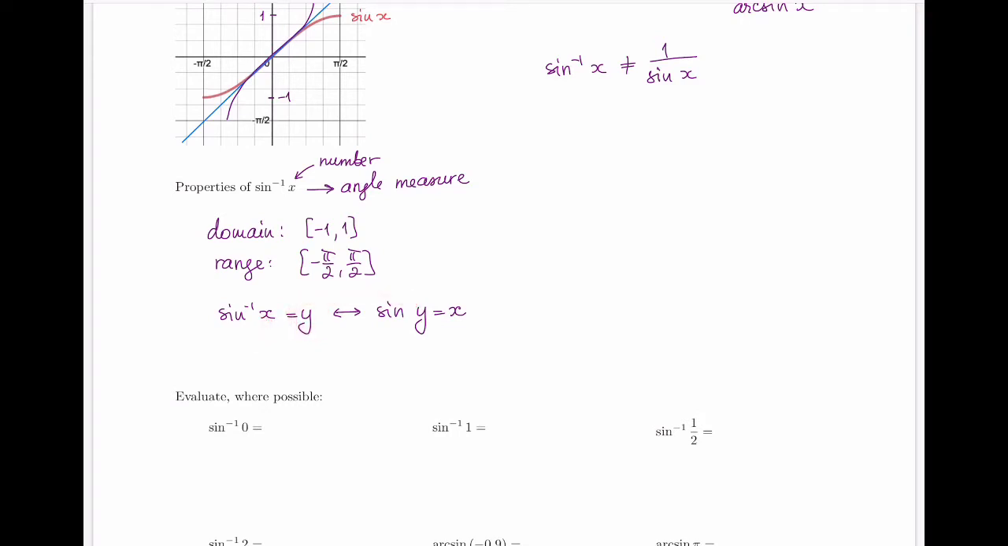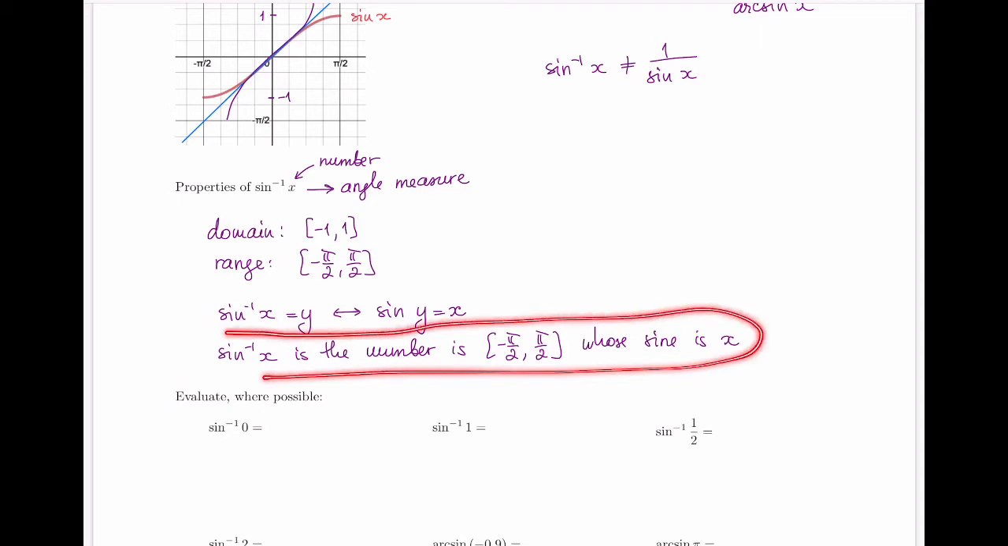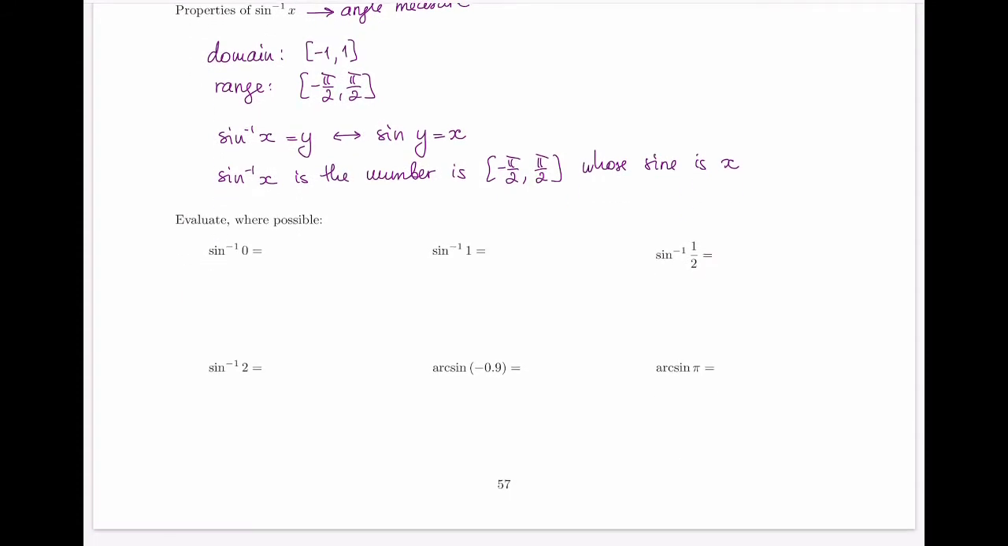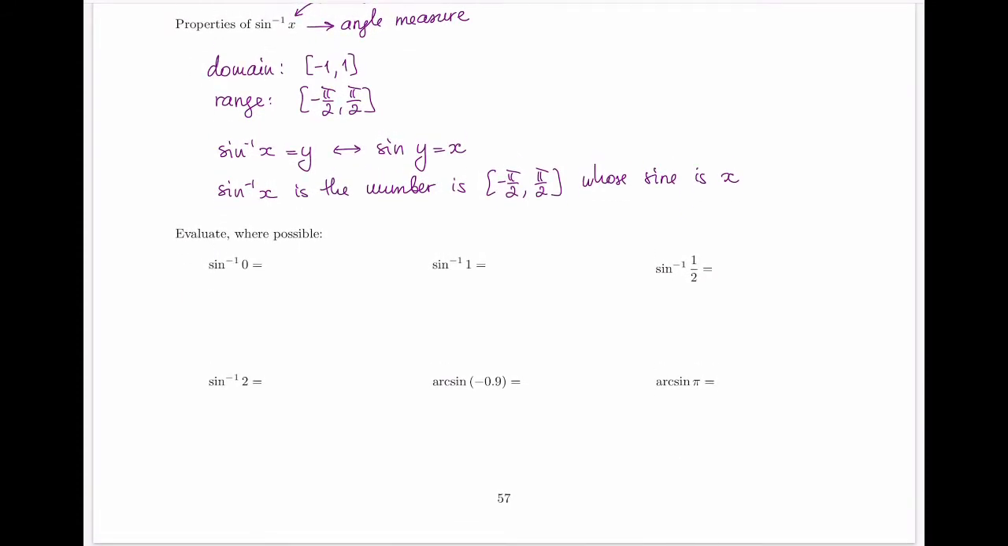And in fact, it's probably best to think of the inverse sine of x as the number, in the range between negative pi by 2 and pi by 2, whose sine is x. Okay, so it's not just a button on your calculator. This is the true meaning of sine inverse.